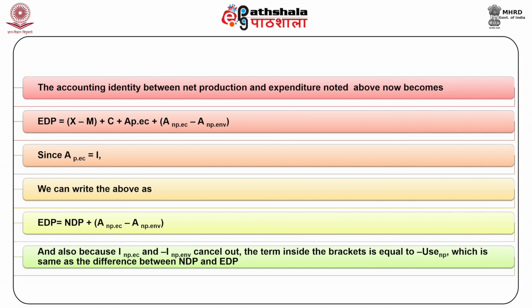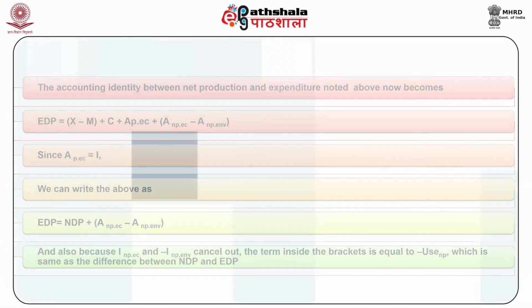And also because I NP.EC and minus I NP.ENV cancel out each other, the term inside the bracket is equal to minus USE to the subscript NP, which is the same as the difference between NDP and EDP, and hence the identity gets proved.